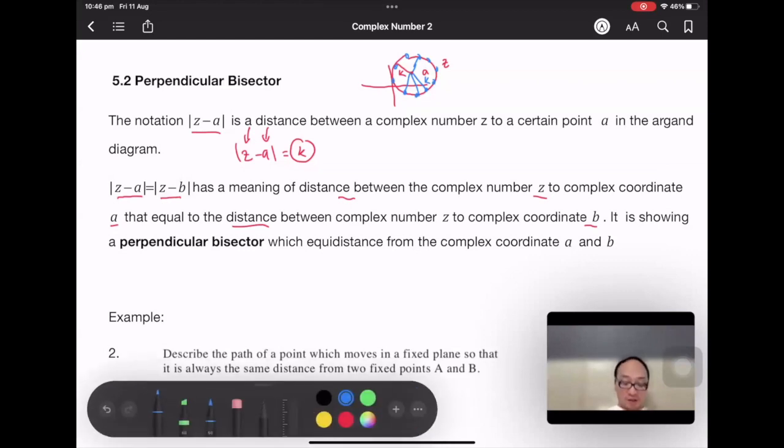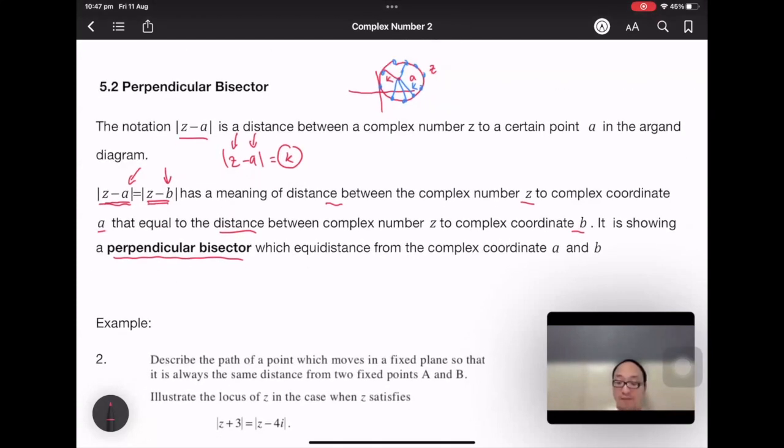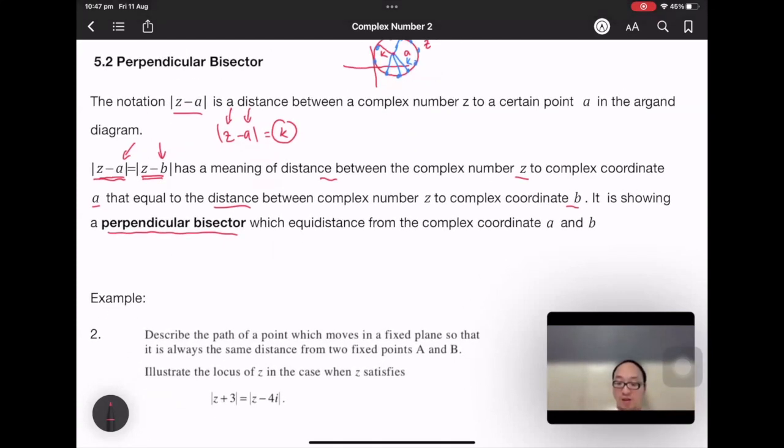Now, the distance of Z to A is equal to the distance of Z to B. That means the only possible region that is at equal distance to both A and B is the perpendicular bisector. So in this case, we will draw it.